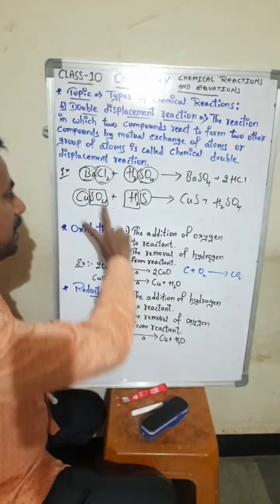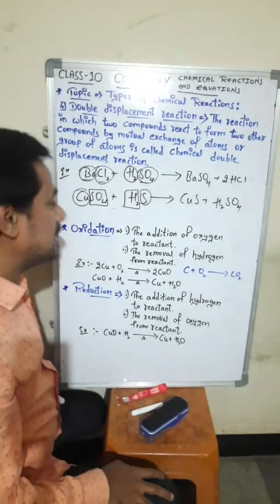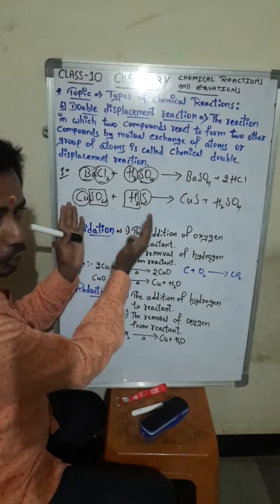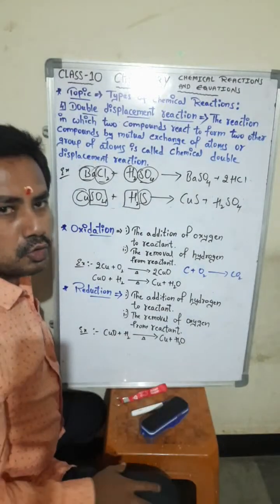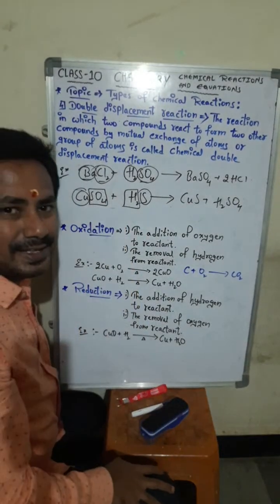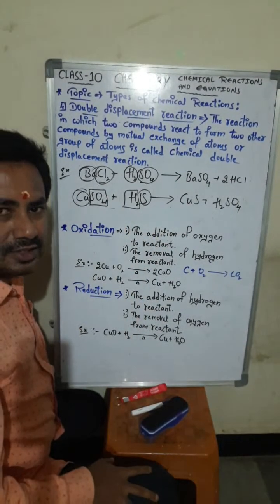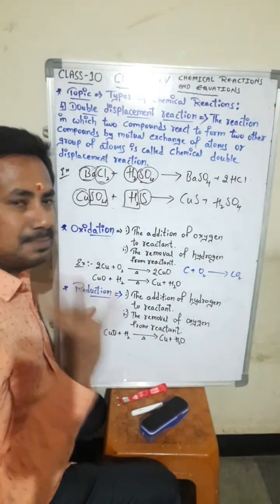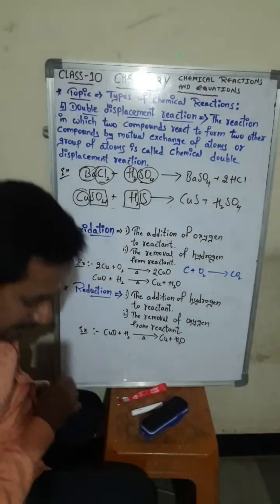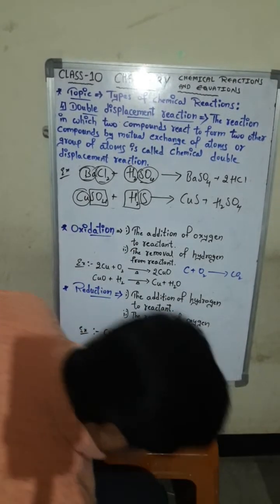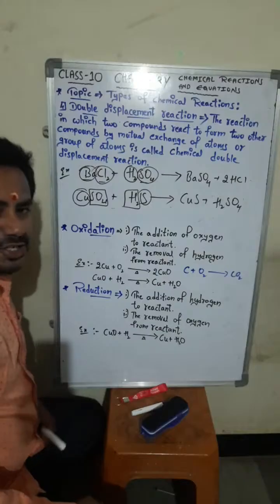Clear? What happened here? Double displacement. They have exchanged here, elements or compounds, they have exchanged mutually. So it is a double displacement reaction. Got it? Clear? Four examples we have seen in the double displacement reaction. So our next topic we will see here, oxidation.